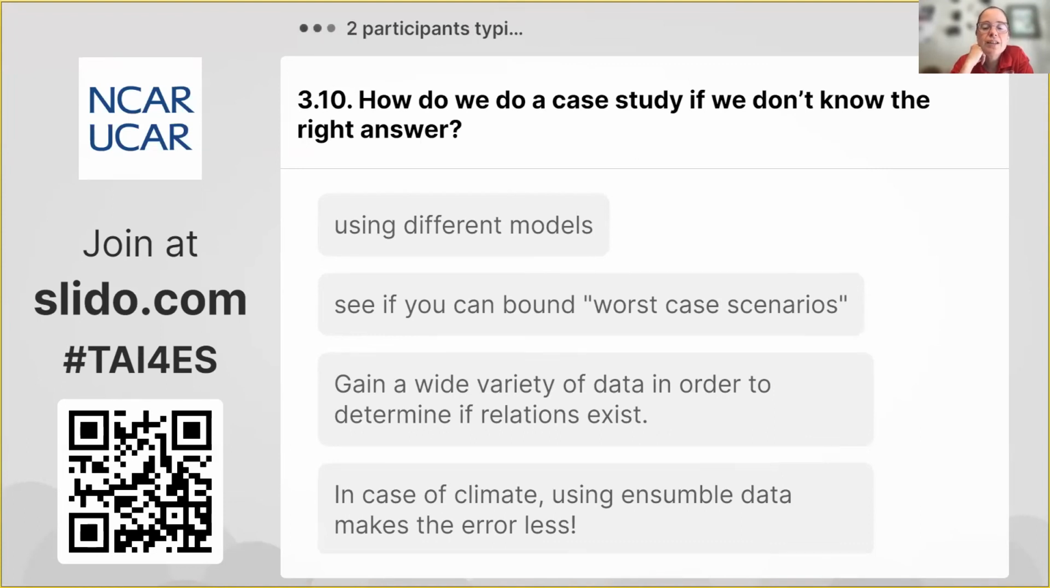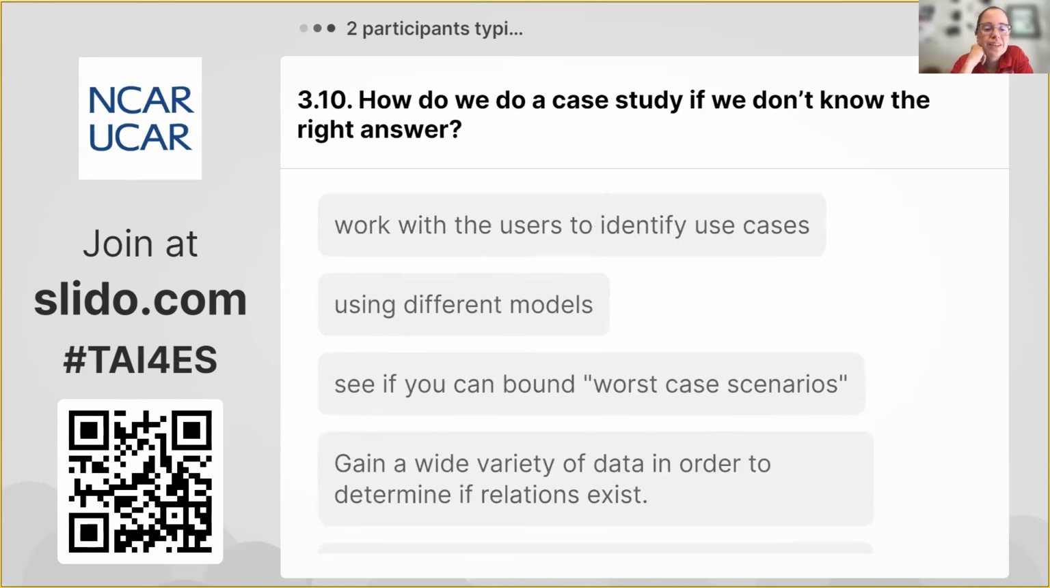Douglas, you stuck one in chat and Zoom, but nobody can see your chat and Zoom, so stick it in Slido. There, you just did. Thank you. Work with the users to identify use cases. I like that. So make sure that you're working with your end users and what they care about.